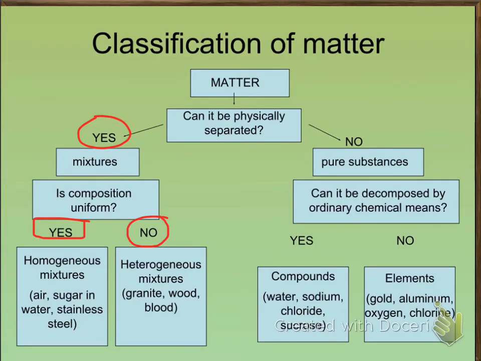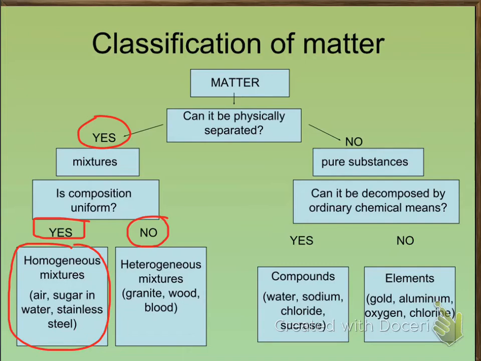If we look at our mixture and ask about the composition being uniform and the answer is yes, then we are talking about a homogeneous mixture. Prefix homo means same, and a homogeneous mixture has the same composition throughout. Air is a homogeneous mixture. Lucky for us. If not, you might stumble into a big nitrogen pocket and die.